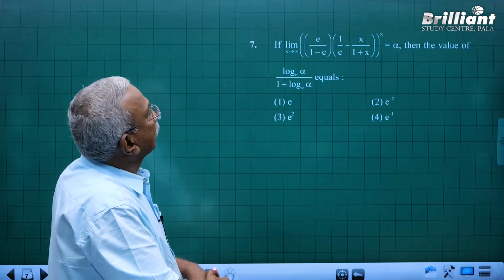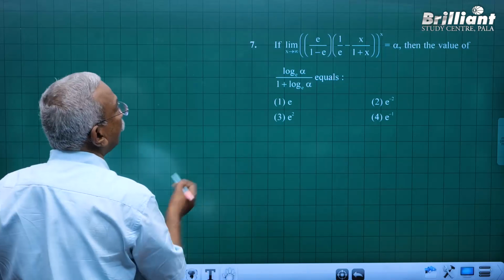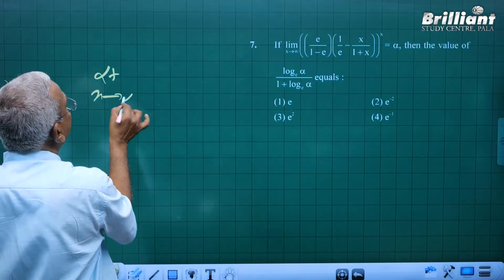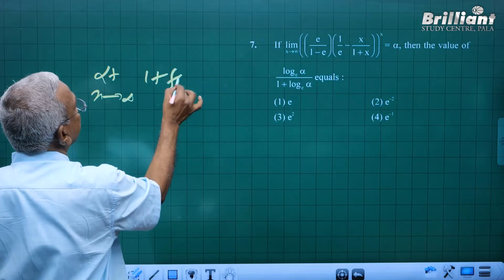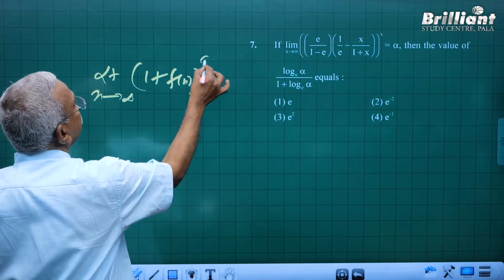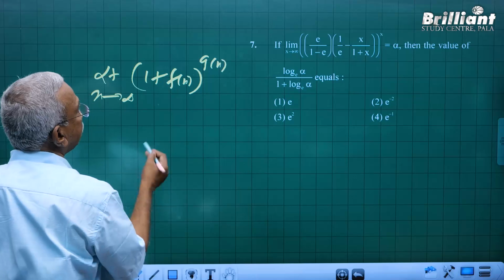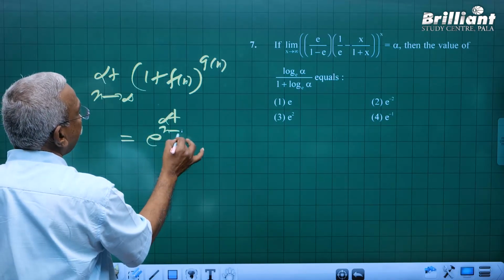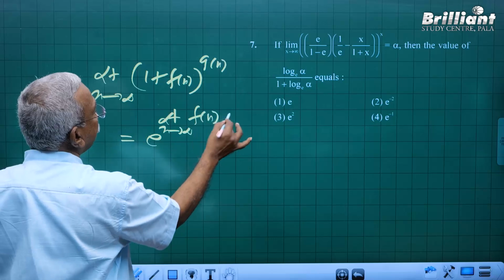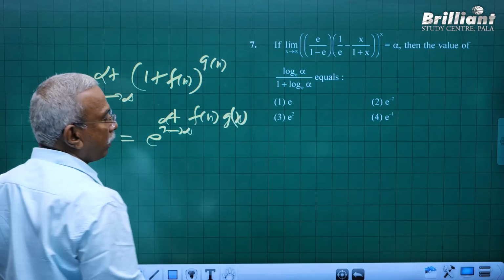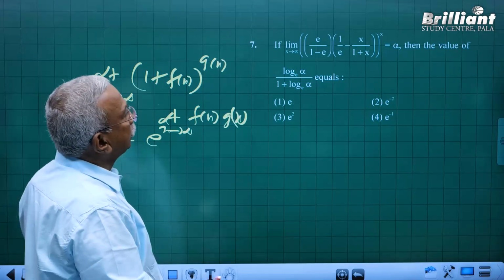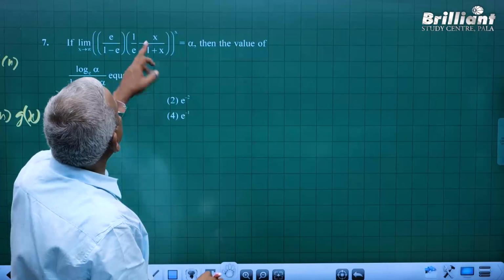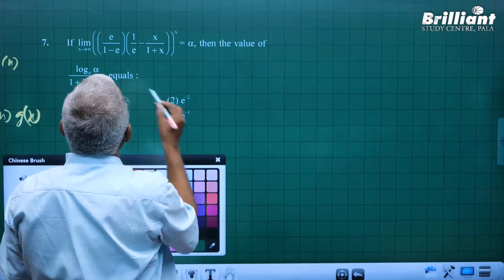Now question number 7. You know, limit x tending to infinity of (1 plus f of x) whole raised to g of x is equal to e raised to limit x tending to infinity of f of x into g of x. This we can apply. So here we want to simplify the expression, after which we can apply the limit.